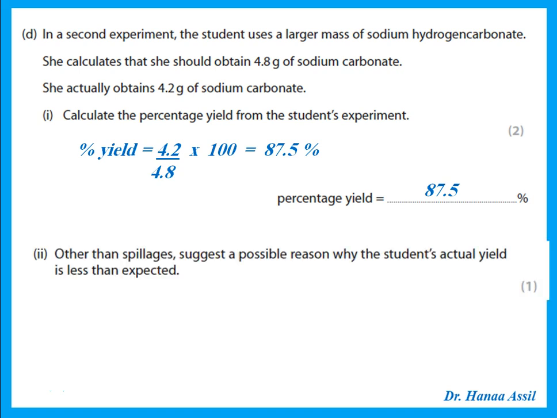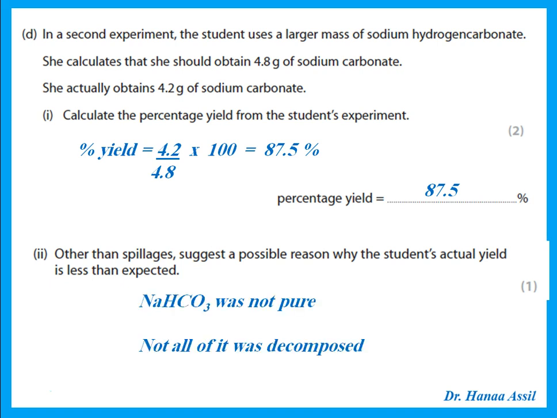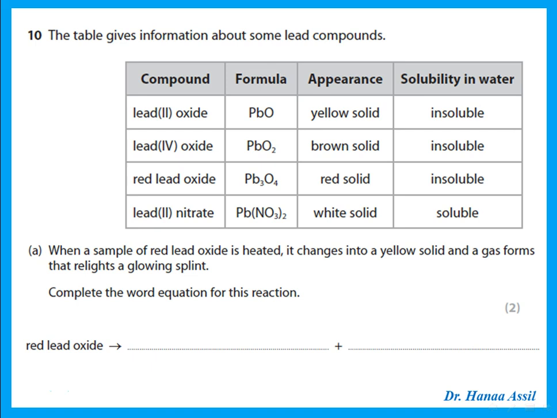Other than spillage, so just a possible reason why the student's actual yield is less than expected. We said always when we do an experiment in the lab, what we get is usually less than what we actually calculate to get. So we always get less than the theoretical. Why? Either the original compound was not pure, so actually I did not have that number of moles that I calculated, or not all of it was decomposed.